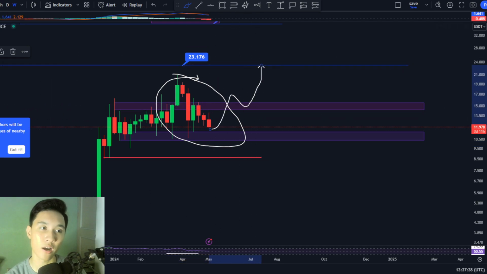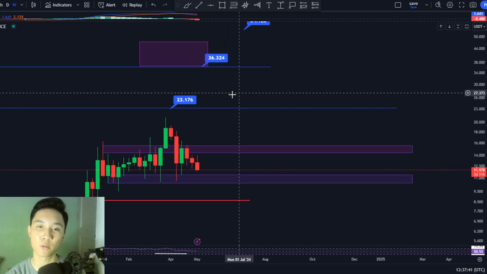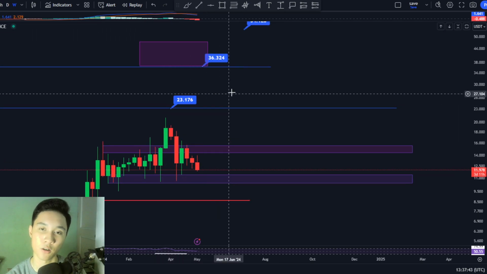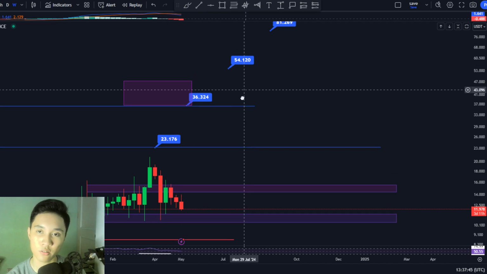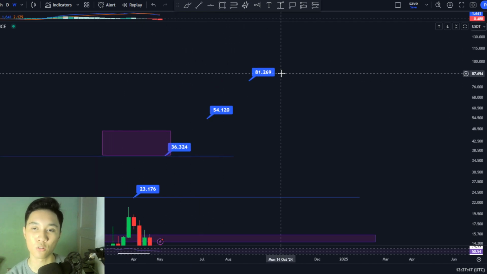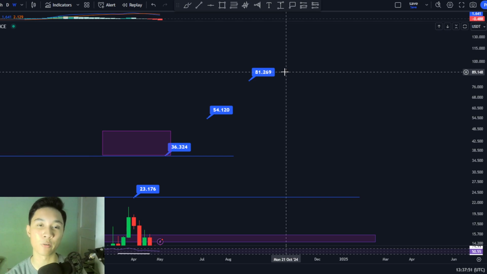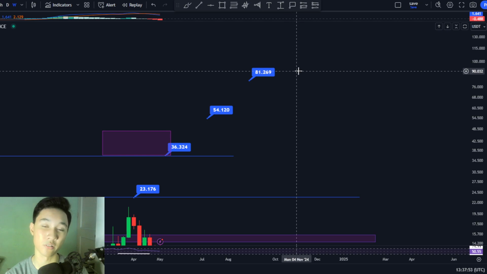So for my targets for ICP, I am expecting $23 as the next target for the next leg up, and then after that we have $36, and then $54, and then $81. These targets are not final, by the way, so keep that in mind, and I'll be adjusting the targets respectively as the bull run continues.